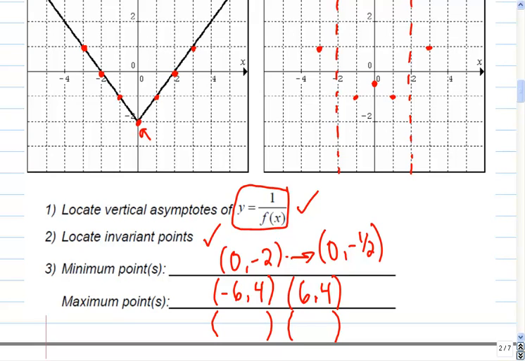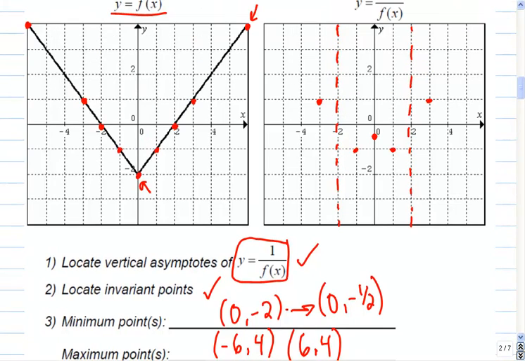Roger, do you know where that's going to show up? Well, what does the reciprocal transformation do? Can you help him out, Robbie? What is it? 6 1/4, yeah. So these are going to move to their reciprocals, okay? So I should plot those on this graph as well. That's 6 1/4 and negative 6 1/4.